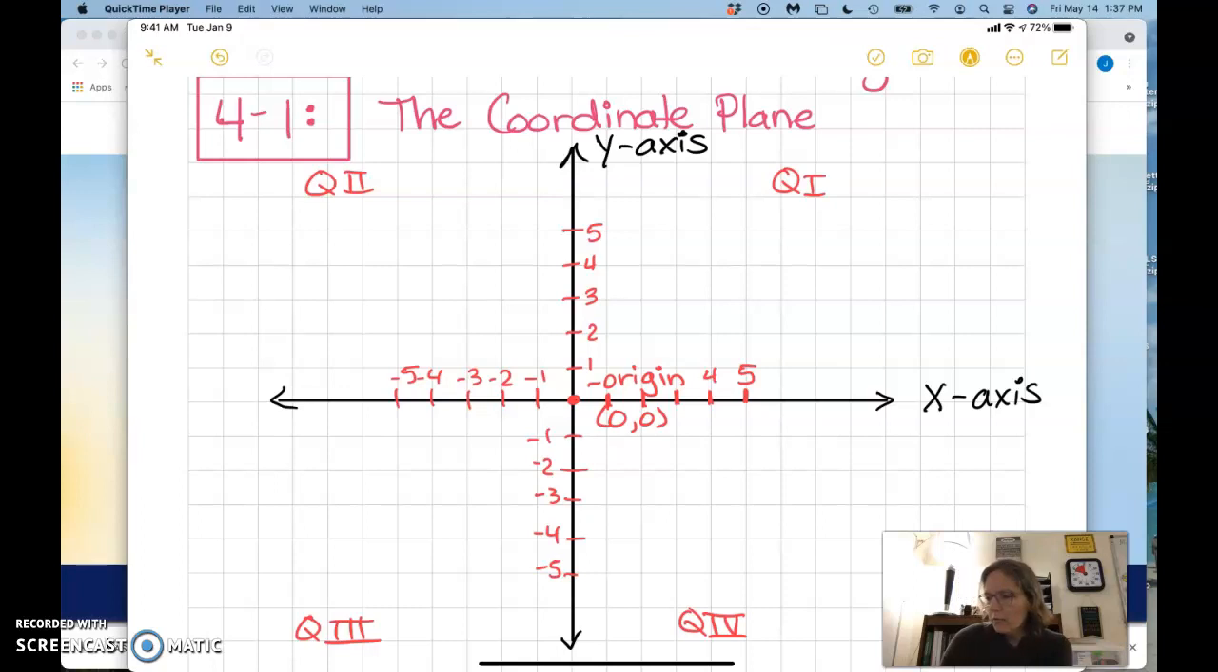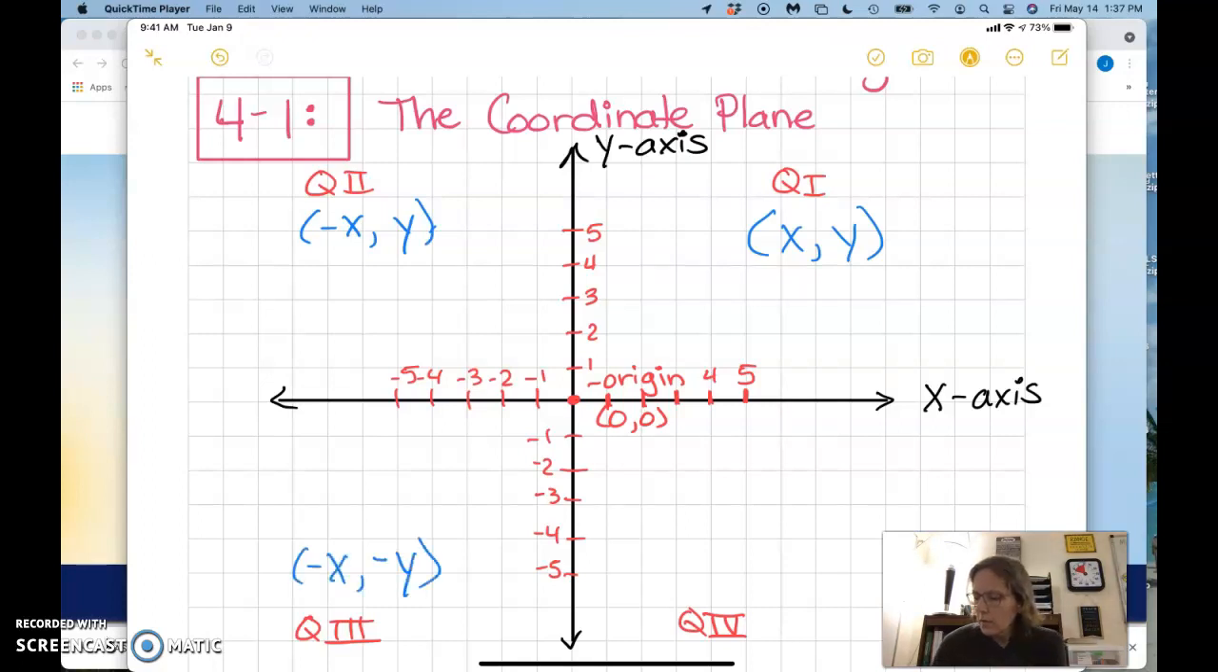And then if we go ahead and do the xy, which some of you did, in this quadrant, x and y are both positive. In quadrant 2, x is negative, but y is positive. In quadrant 3, they're both negative. And in quadrant 4, x is positive, but y is negative. So write all that down and we'll be right back.